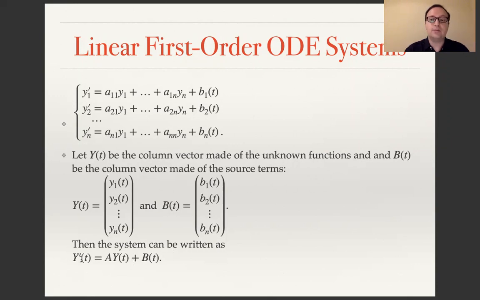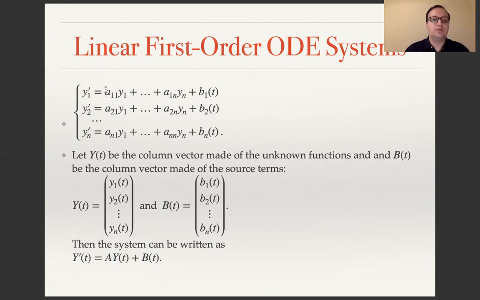Then the system can be written in matrix form as y prime of t, or dy over dt, so the derivative of y with respect to t, is equal to the product between the matrix A and y plus the vector b.